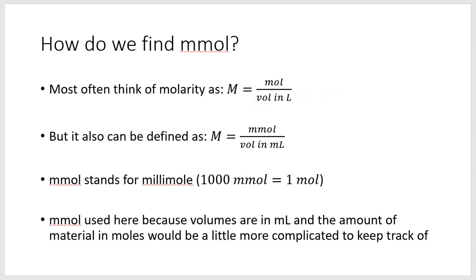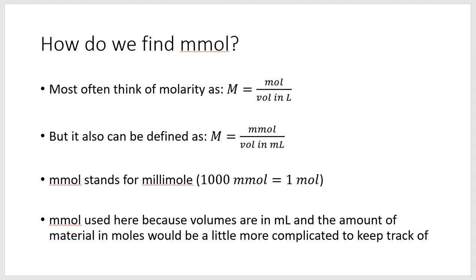So how do we find millimoles? The big thing here is, this surprised me when I first heard it, but it really does work out. Usually when you think about molarity, you say molarity is moles of a solute over volume in liters of the solution. So, moles over liters. Everybody picks that up pretty quick in chemistry. But molarity can also be defined as the millimoles of solute over the volume of solution in milliliters.